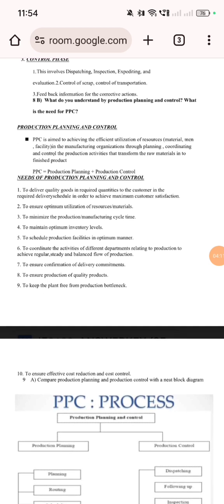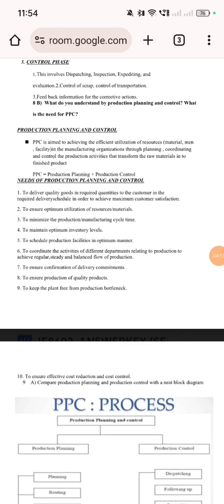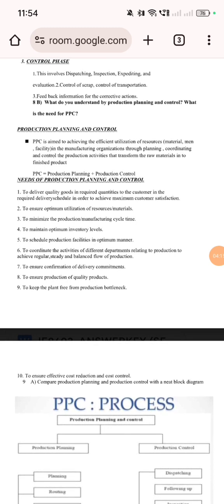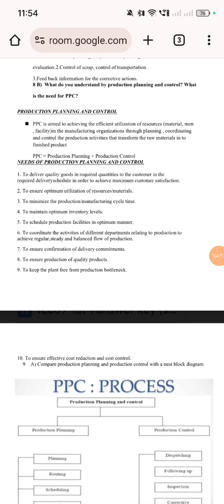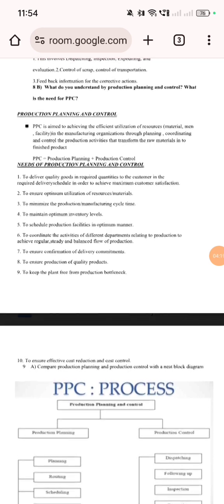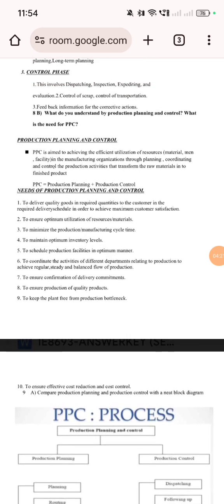Production planning control is a determined process which includes the use of human resource, raw material, machine, etc. in a manufacturing organization through planning, coordination and control of the production activities, to transform raw materials into the finished product.